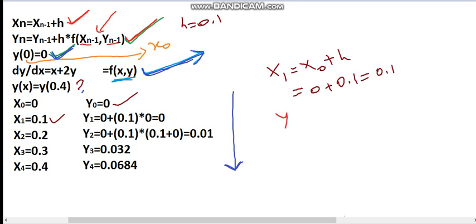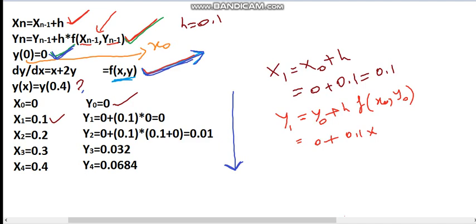So your y1 will be nothing but y n minus 1, that is your y0, okay, plus h into f of x n minus 1, that is f of x0 comma y0. So your y0 is nothing but 0 plus your h is 0.1 into f of x0, y0. Okay, f of x0, y0 means you have to substitute the value of x0 and y0 in this differential equation. That means x plus 2y.